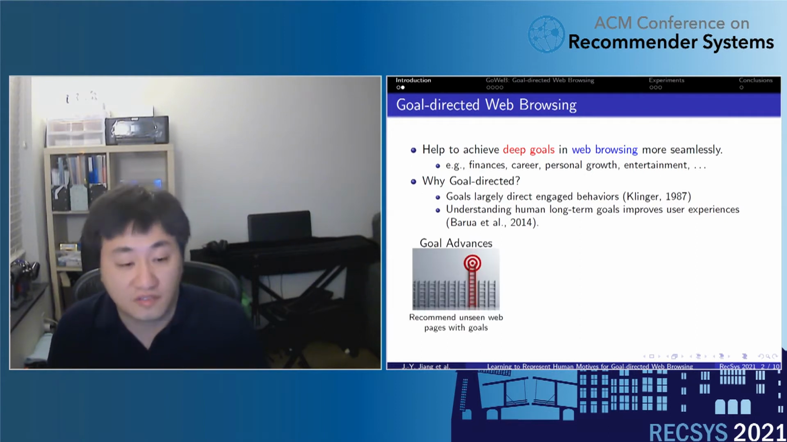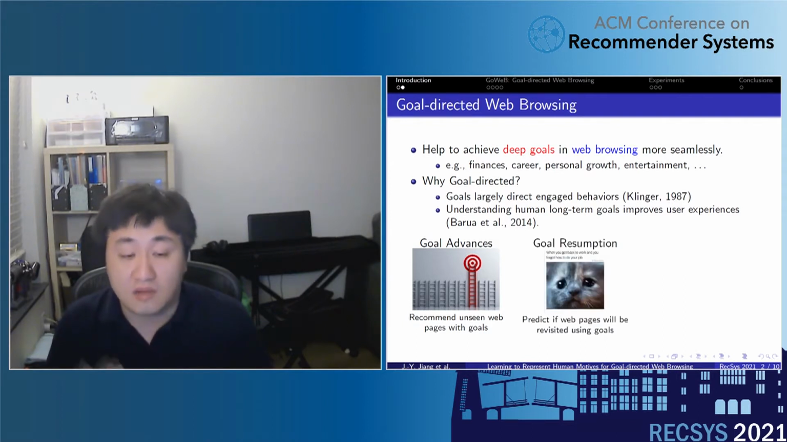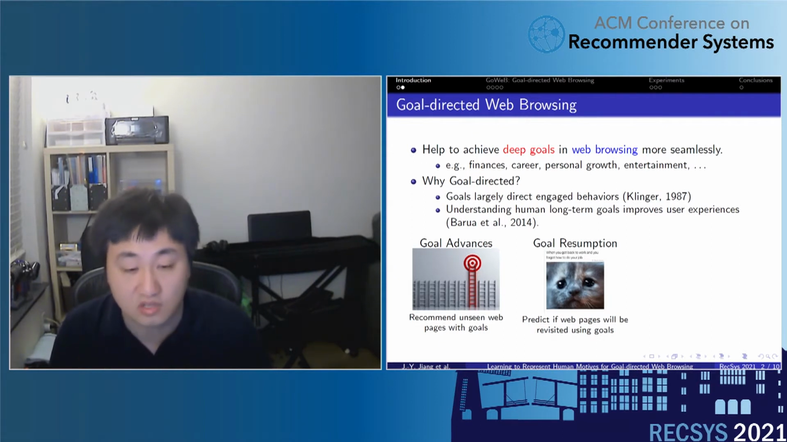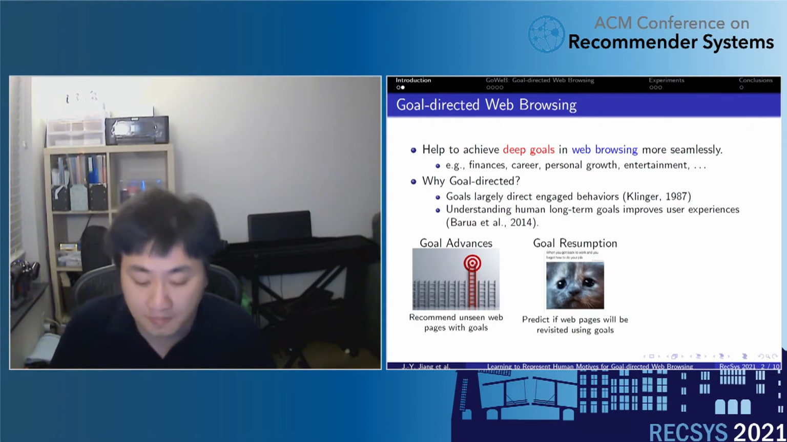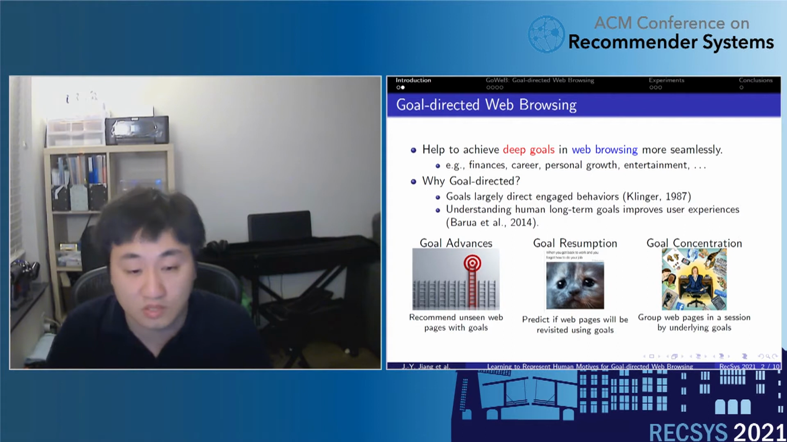So there will be lots of applications. For example, we can help users advance their goals by recommending unseen web pages related to their goals. We can also predict whether the goals are not achieved, so we can help them revisit those web pages based on those goals. And we can cluster and group web pages inside the same session by underlying goals to help users be concentrated on their specific goals.